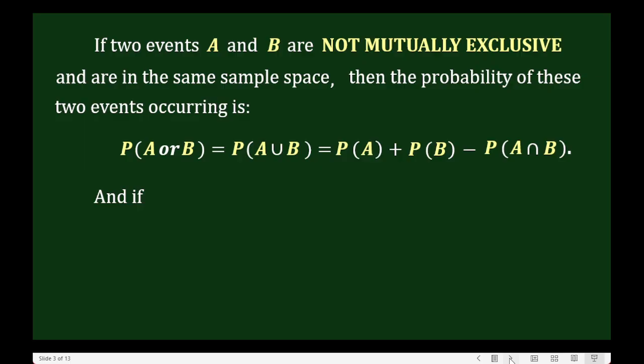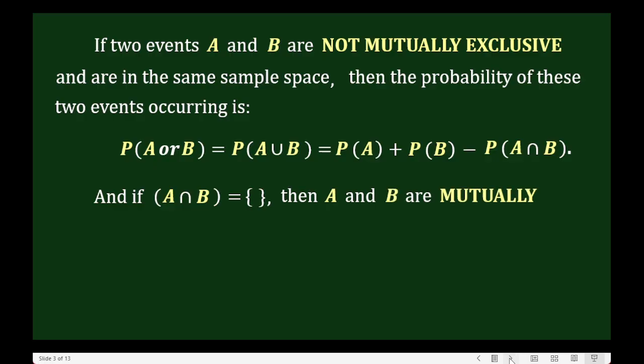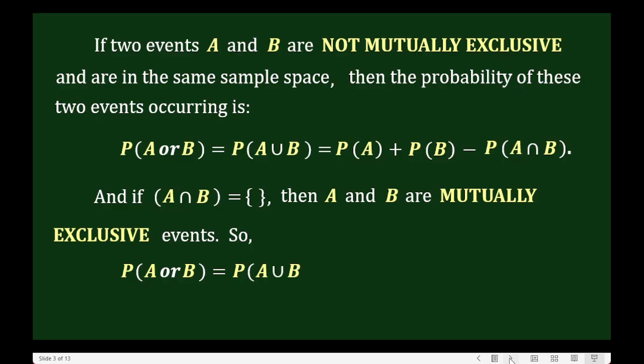And if event A intersection event B is a null set, then event A and event B are said to be mutually exclusive events. So, P of A or B is equal to P of A union B, which equals P of A plus P of B.